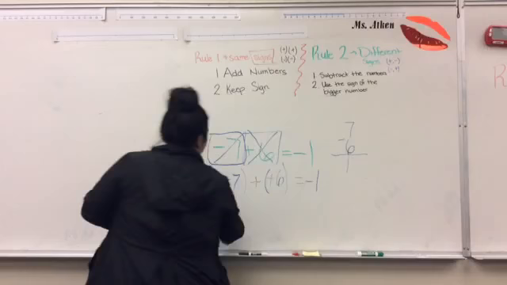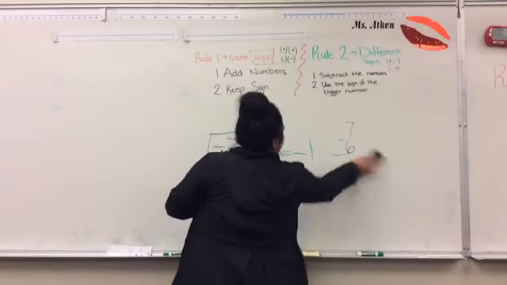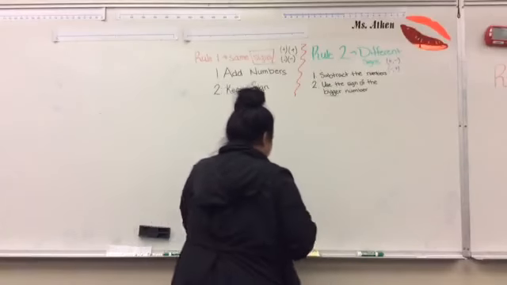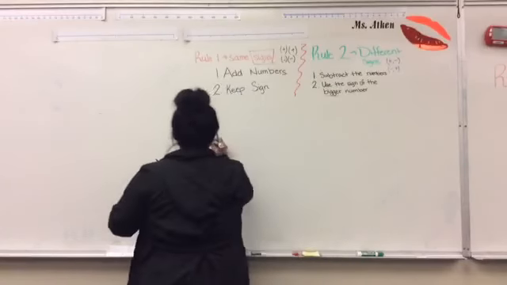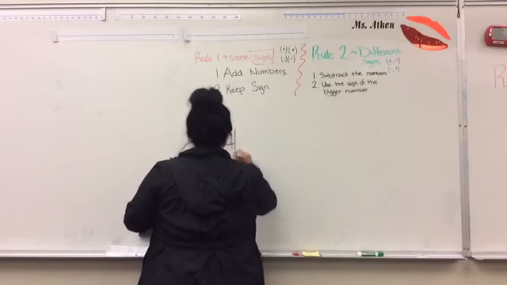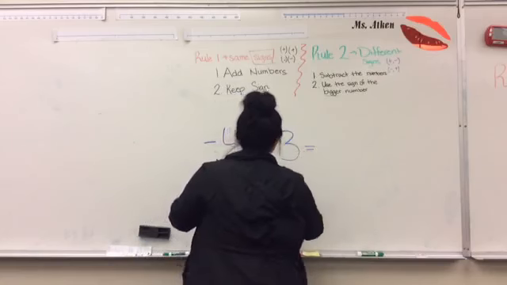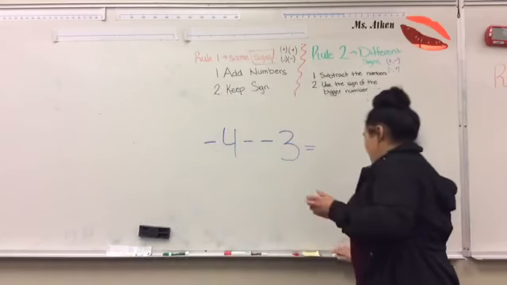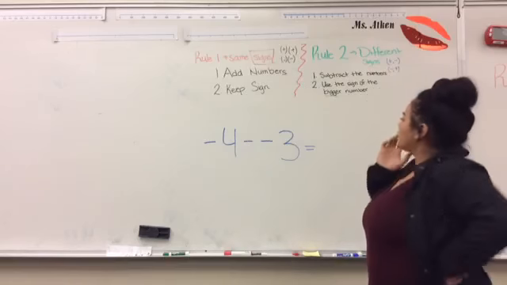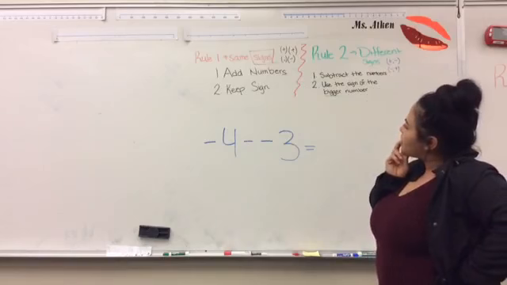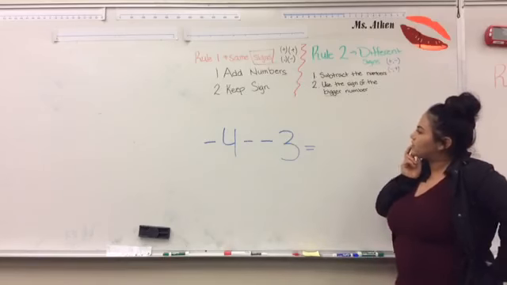Okay, so we're going to go into our last example of this type of problem for rule 2, okay? I'm going to do it as if I was a student. You could do it as well if you would like to, okay? Let me do it. This is a little confusing. So, I have -4 minus -3.